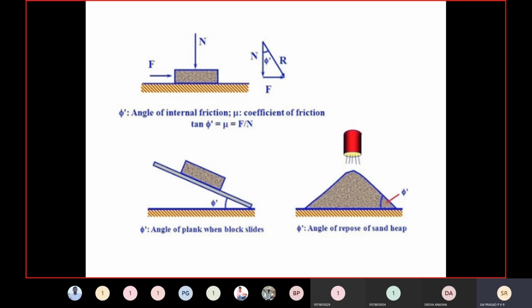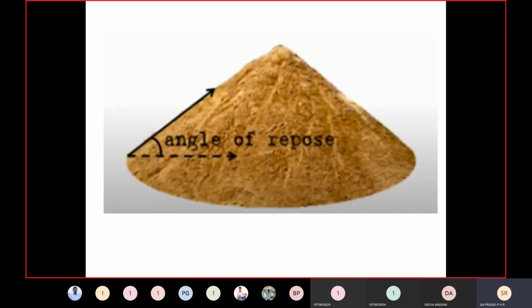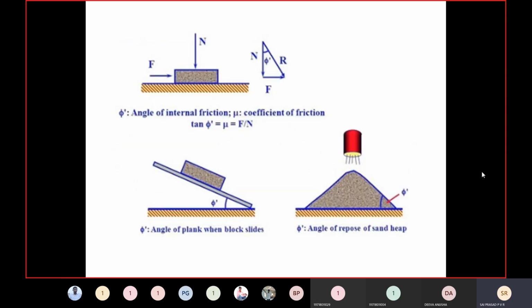I repeat once again, the angle made by the sloping side of the pile and the horizontal is called the angle of repose. Okay, this is the big question. Then we have the angle of friction: the plane has to be lifted to one particular height, or we have to tilt the solids to one particular angle so that the movement will start. That angle is called the angle of friction.